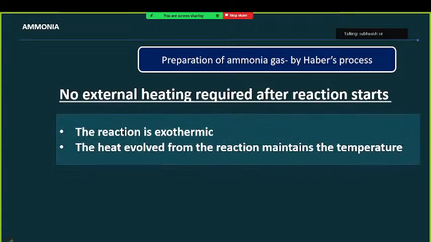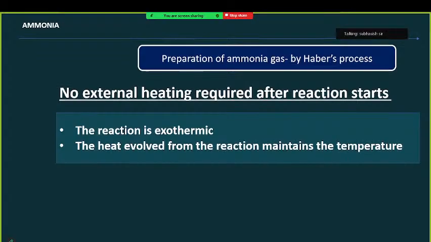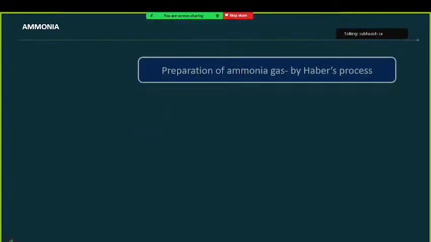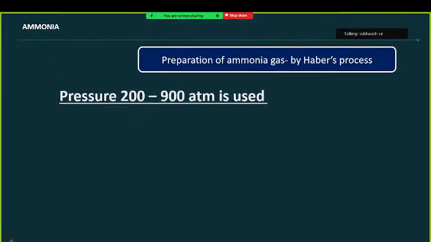In ammonia preparation by Haber's process, no external heating is required, because this reaction is exothermic. So the heat evolved from the reaction should maintain the reaction temperature, and that's why you don't need to maintain heating throughout the process, because the reaction itself is exothermic and gives off heat.